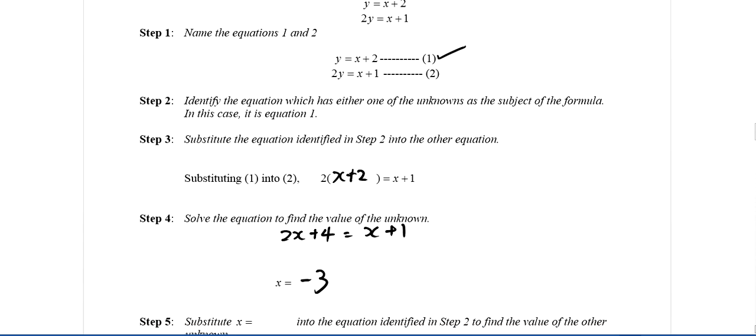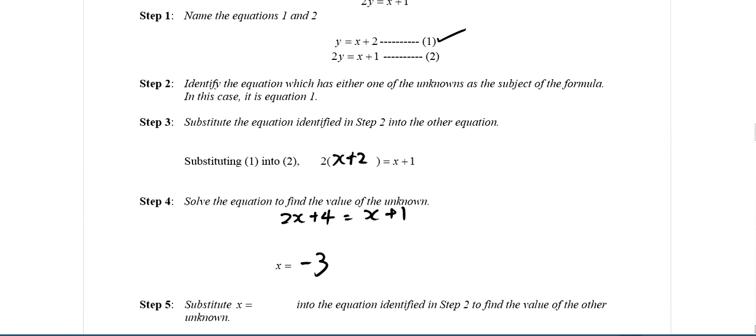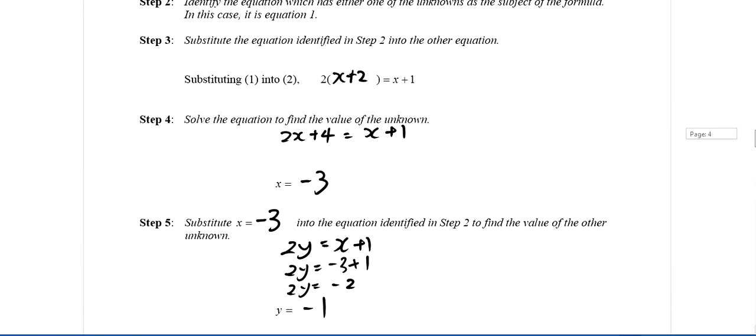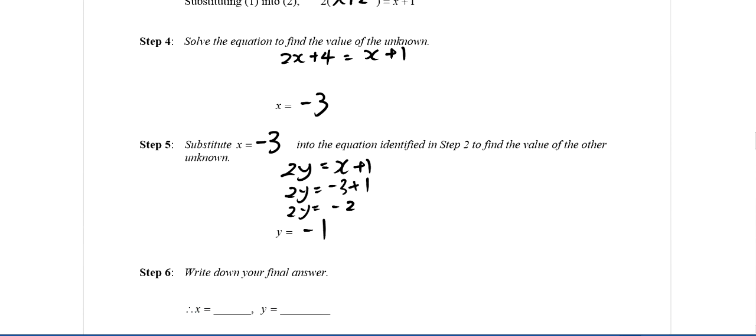So which one will you want to sub inside? Either one of the equations is possible. So maybe we sub into step 2, with x equal to -3. So step 2, 2y equal to x plus 1. Now 2y equal to -3 plus 1. 2y equals -2. So y is just -1. So now you have found both the answers.